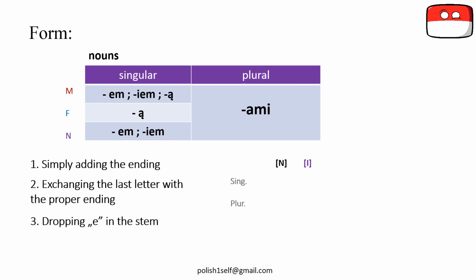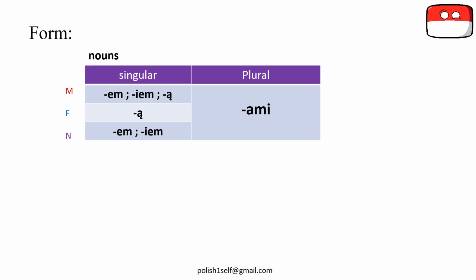The third is dropping the letter E in the stem and then adding the proper ending. We can see it on nouns that end with the letters ek, such as worek, workiem, worki, workami. There is also a group of nouns which have the stem much shorter than the whole word, and we have to drop a couple of letters at the end to replace with the proper ending, such as the word ojciec, ojcem, ojcowie, ojcami.